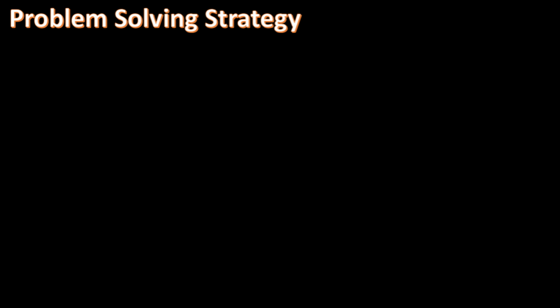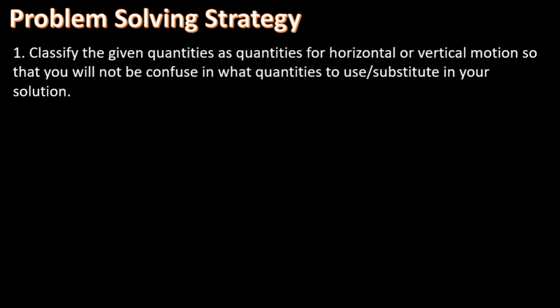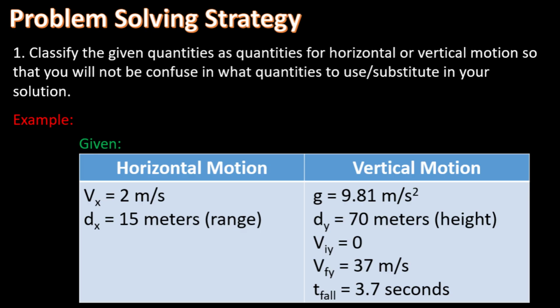We will apply this problem-solving strategy in solving horizontally launched projectile problems. Classify the given quantities as quantities for horizontal or vertical motion so that you will not be confused in what quantities to use and substitute in your solution. These numbers are just examples. The important thing to note is that you have to separate the quantities for the horizontal motion and quantities for the vertical motion. Like in here, the g and the zero initial vertical velocity is placed on the vertical motion since they are quantities for the vertical motion.